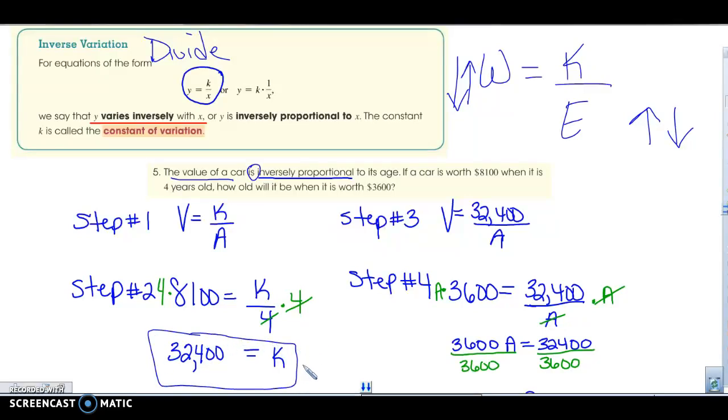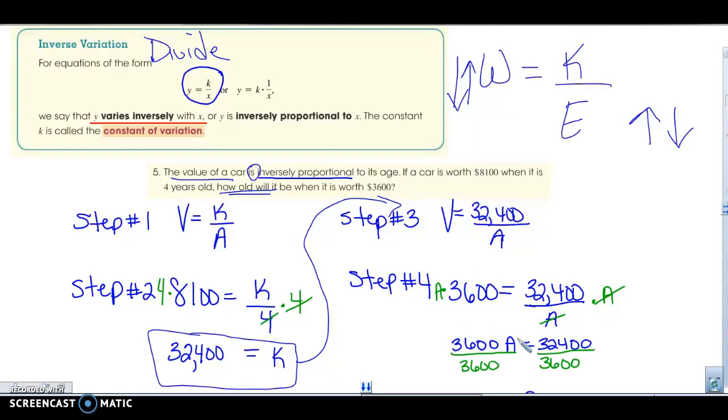Step number 3 then, we take that value of K and we plug it into the general formula so that we can then actually answer the question that they pose. So taking K, plugging it into the general formula, we have V equals 32,400 divided by A. As we read on, we see that they want us to find the age. How old will it be when it's worth 3,600? They gave us a value, and we're looking for A.